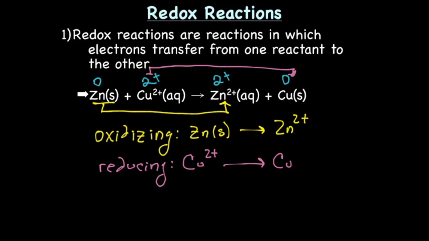Because zinc is losing electrons, it is giving the electrons to copper 2 plus. So copper 2 plus is the oxidizing agent, and copper is gaining electrons, right? And it is getting those electrons from zinc, so zinc is the reducing agent. To understand galvanic cells, it's important that you understand who's being oxidized, who's being reduced, who is the oxidizing agent, and who is the reducing agent.